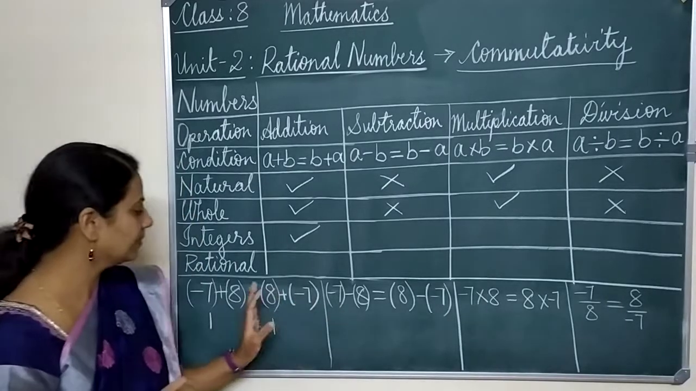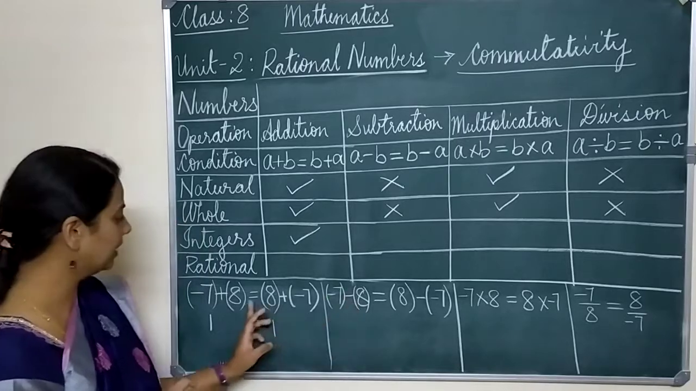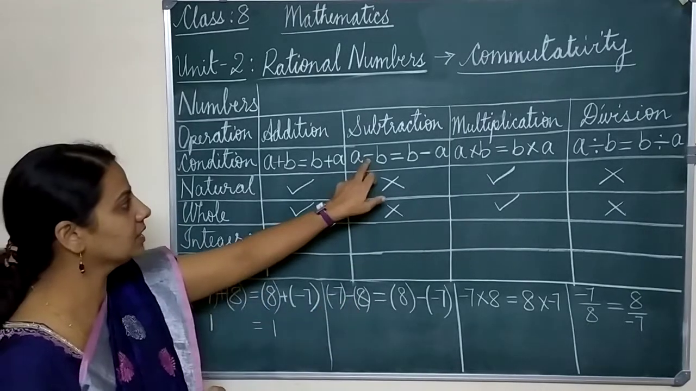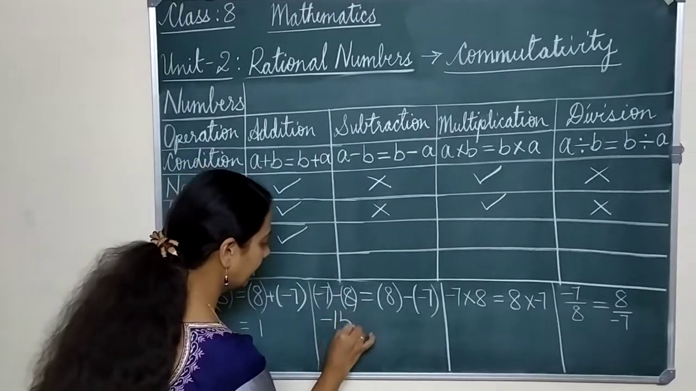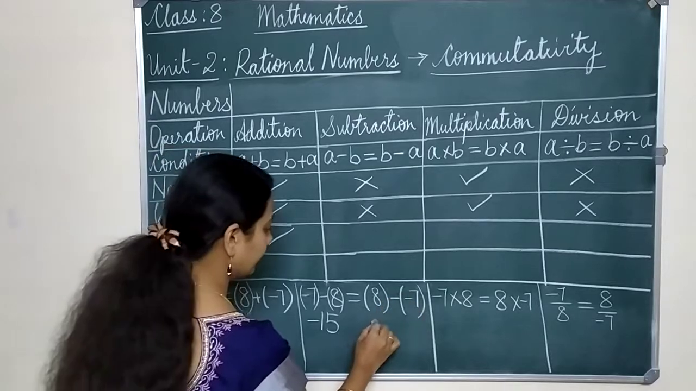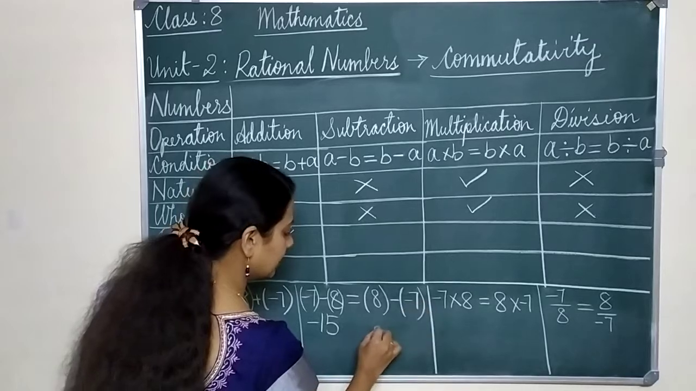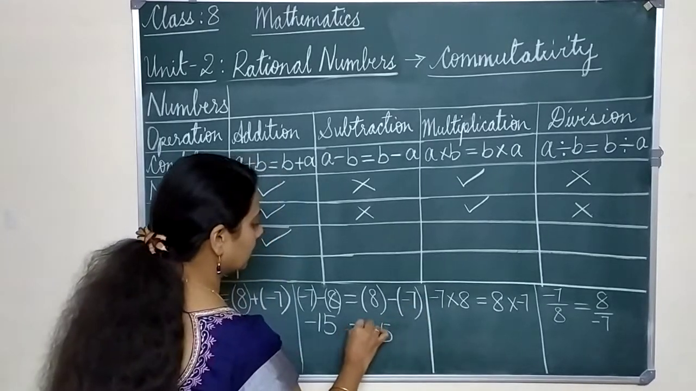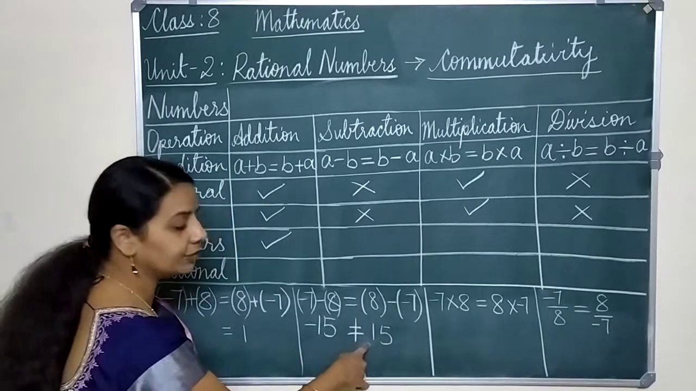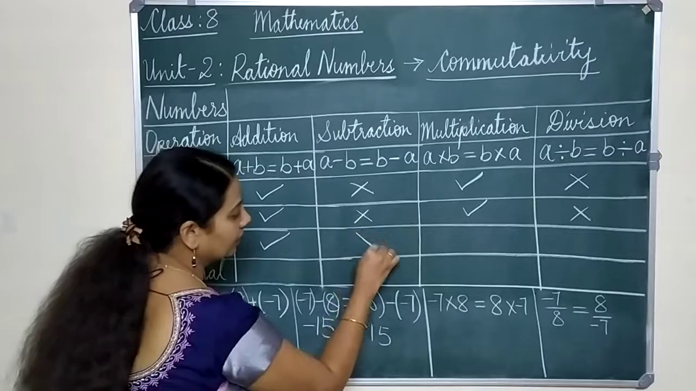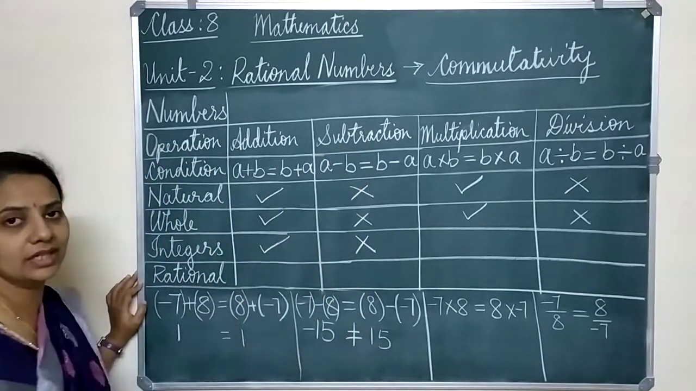Now the same numbers I have taken for subtraction also. Minus 7, instead of a plus sign I have written a minus sign here. Minus 7 minus 8 gives you minus 15. And here, 8 minus minus 7, minus into minus becomes plus, so it is 8 plus 7, that is 15. Is this equal? No, it's not equal. Minus 15 is not equal to 15. So the commutative property doesn't hold good under subtraction for integers.